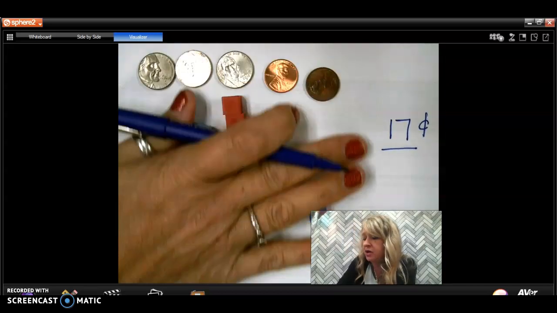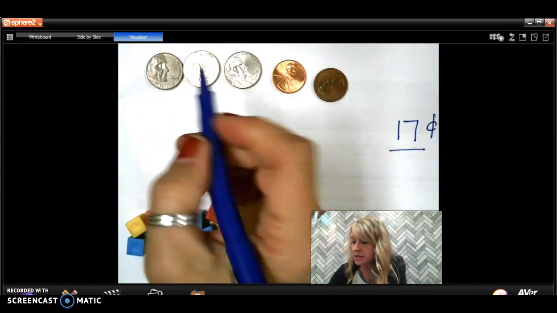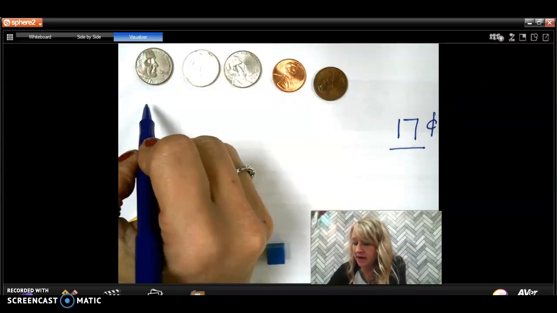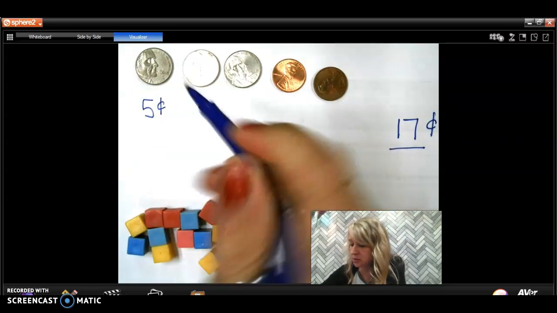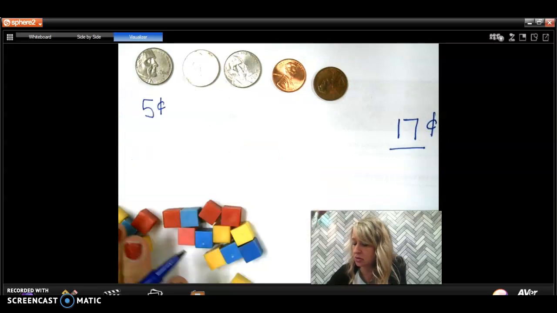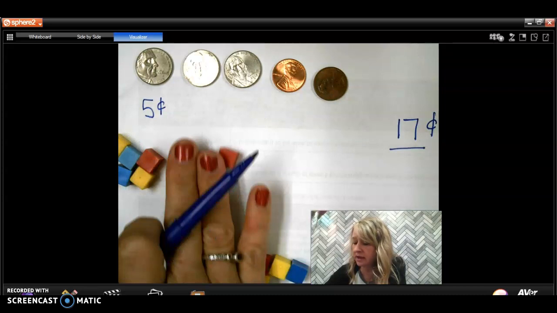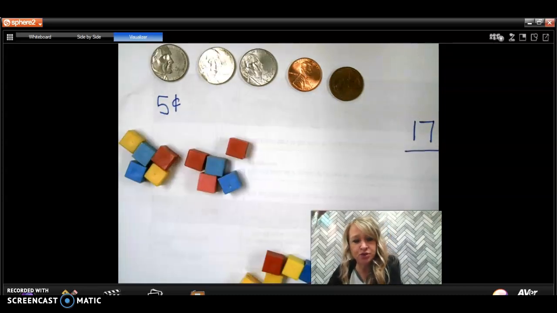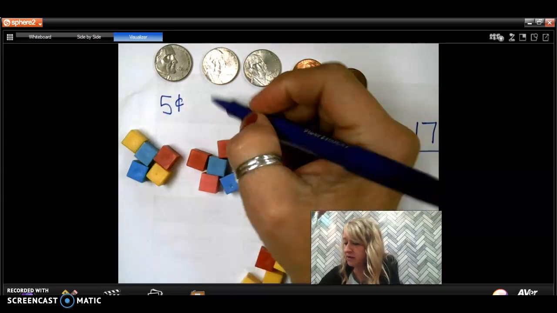Okay, so now I've written how much money we have. Let's write the value under each coin. So 1 nickel is 5 cents. How much did we say 2 nickels was? Well, here's 5, and here's another 5. How much money is 2 nickels? 5, 10. Very good.